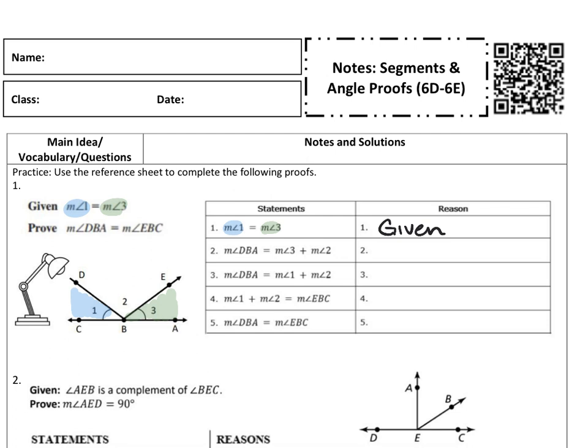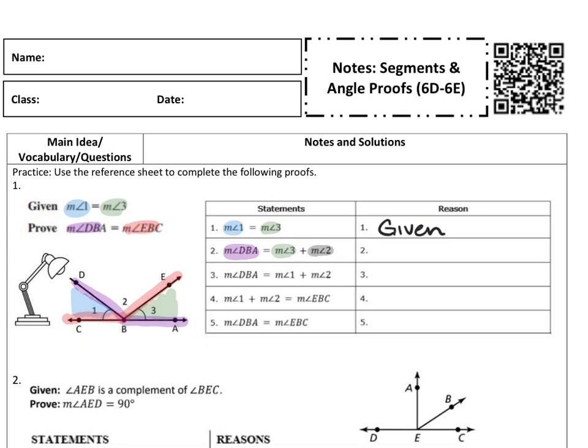My goal of this proof is to show that the measure of angle DBA is equal to the measure of angle EBC. So we got some work to do to get there. All right, let's see what they've told us next. The next statement says that the measure of angle DBA is equal to the measure of angle 3 and the measure of angle 2.